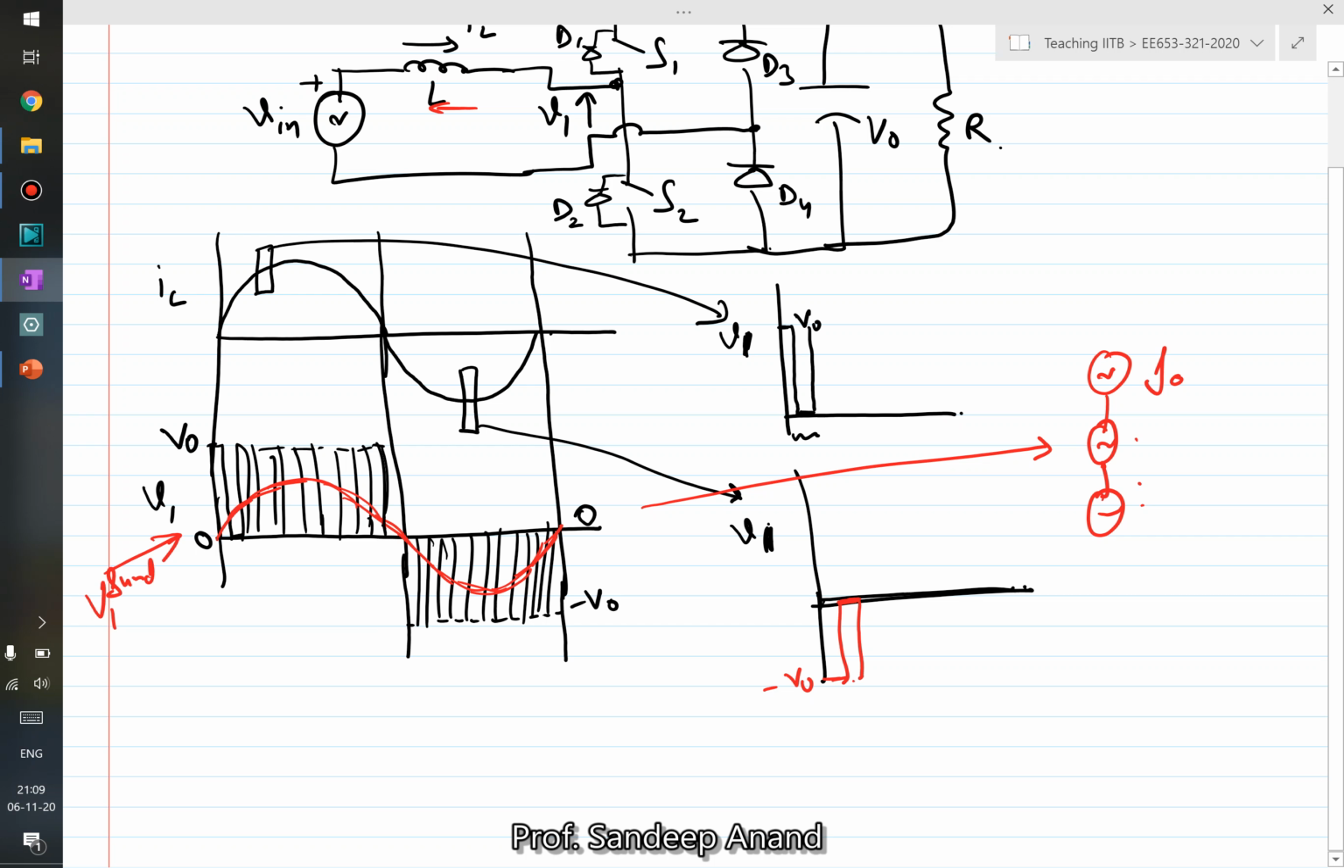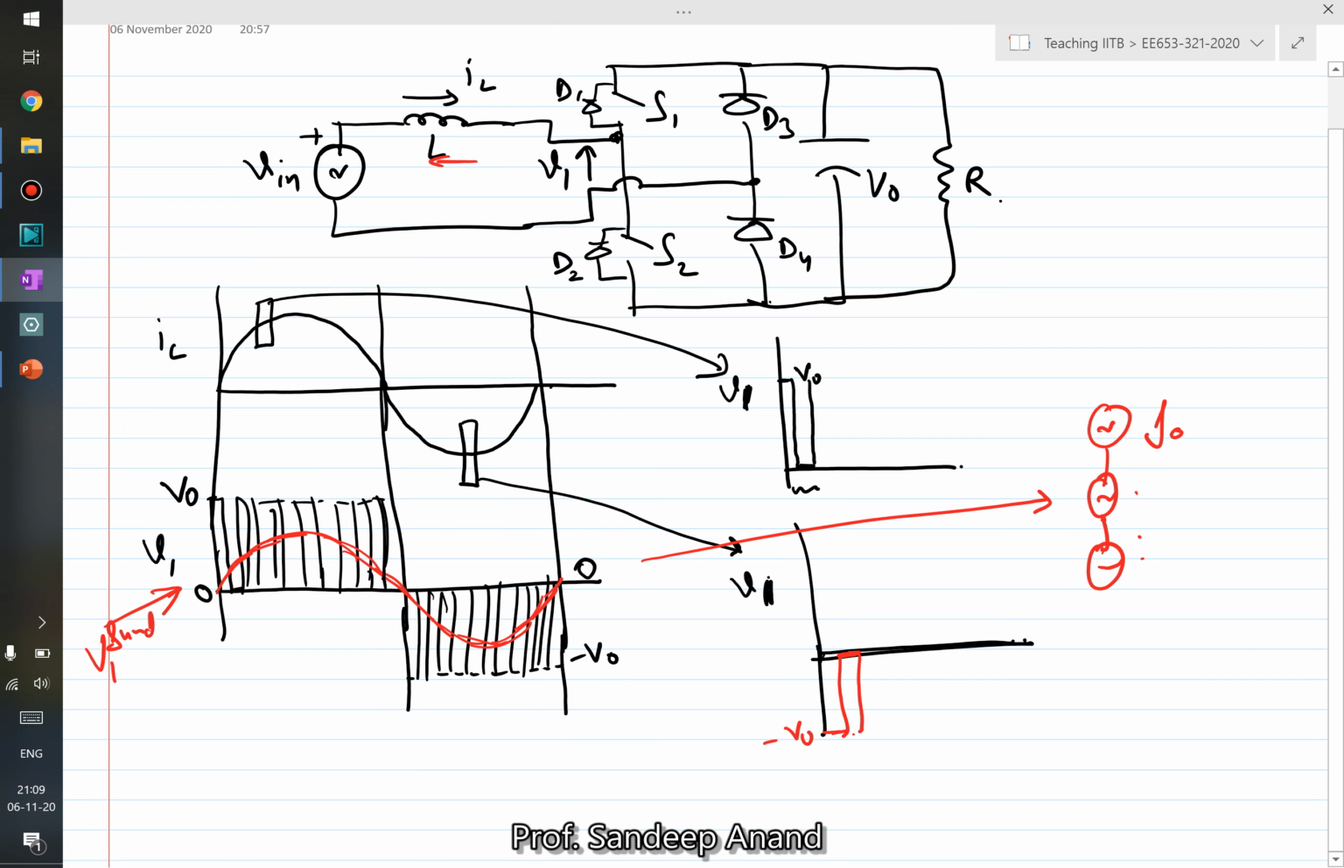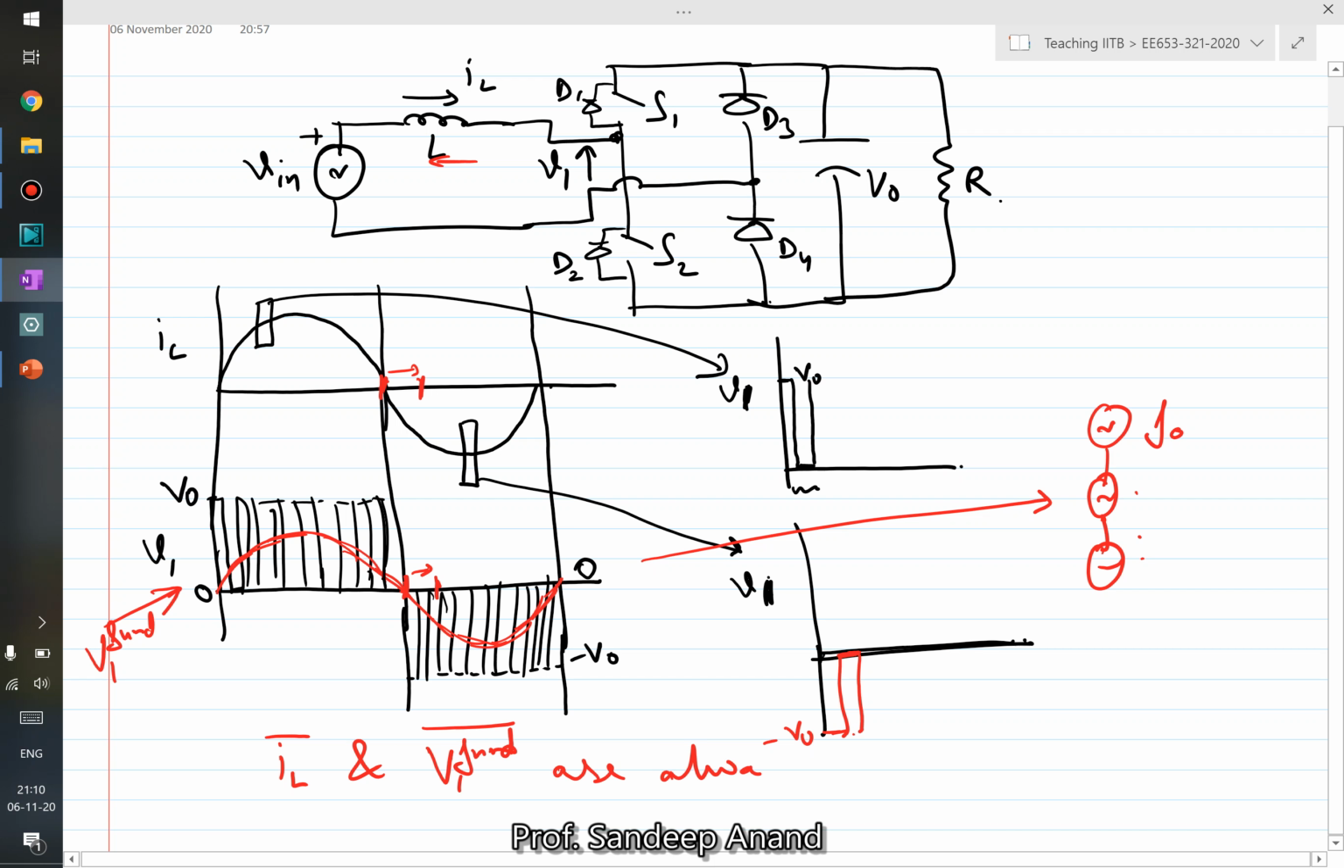So V1 fundamental and IL, if you see, are in phase. They can never go out of phase in this particular circuit. If your IL shifts, your V1 will also shift. Why? Because if this point shifts to this point, then during this period you will have positive pulses and not negative pulses. So the zero crossing of V1 will also change, and therefore the IL phasor and the V1 fundamental phasor are always in phase.